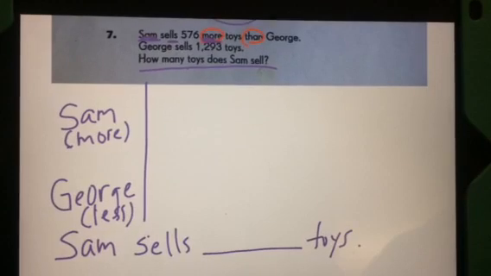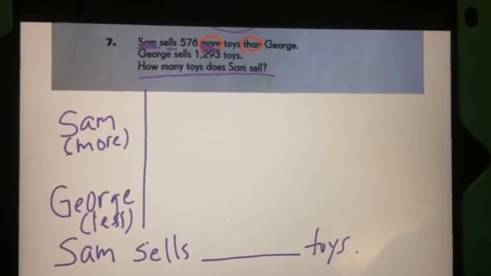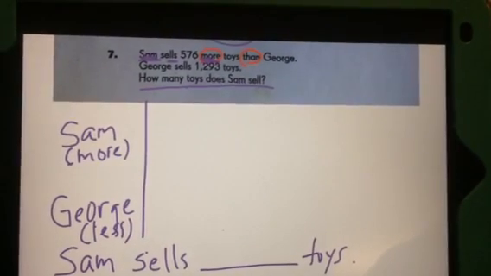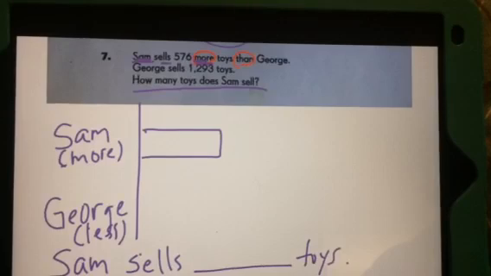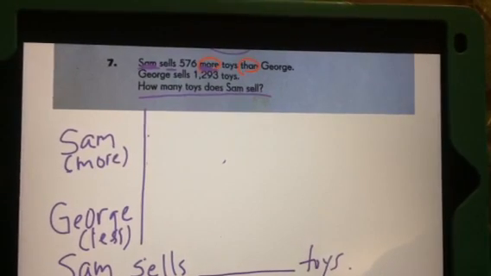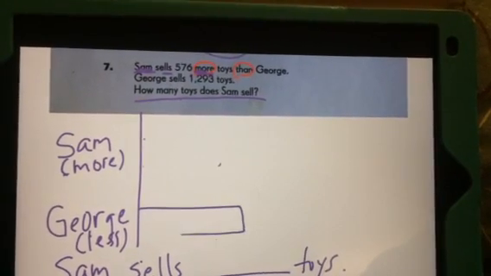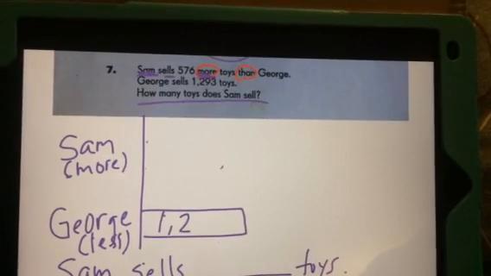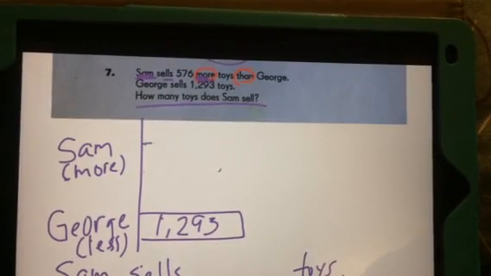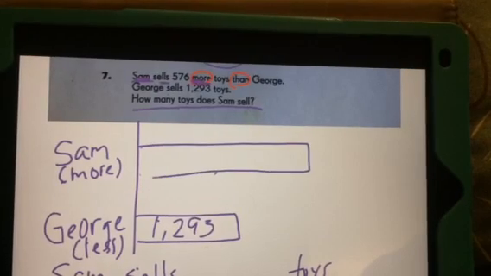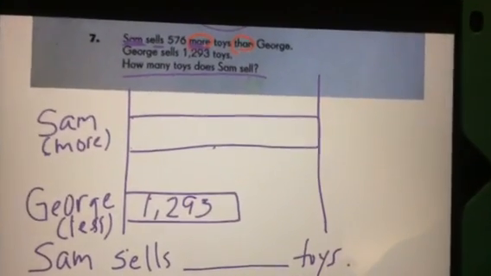Let's do step numbers 5 and 6 together. Draw the unit bars and label and check off. So Sam sells 5. Oops, I'm sorry. You know what? I'm going to go ahead and do this first. George sells 1,293 toys. And I know that Sam sells more. Let me draw the ending line so that you can see the comparison.